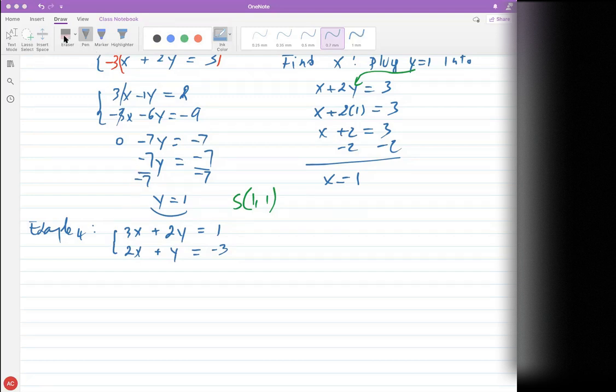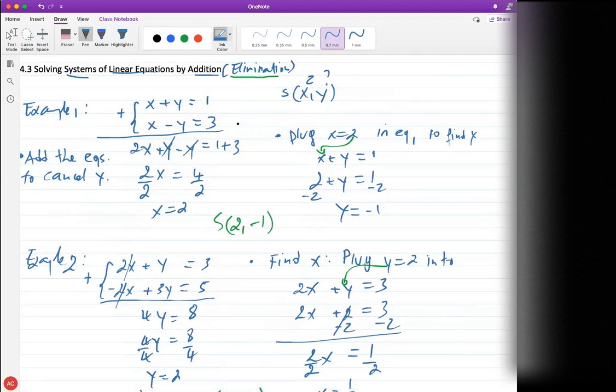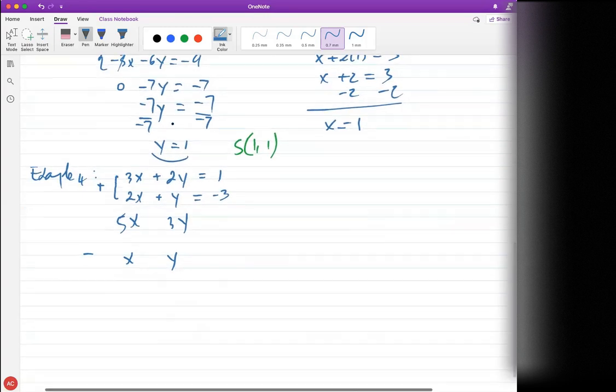So again, as we saw before, if we add them, you'll have 5x, you'll have 3y, nothing cancels out if you add. If you subtract these two, you'll have x here, 3x minus 2x is x, 2y minus y will be y, and none of them will eliminate, and we won't be able to solve. We have to have one of them eliminated. That's why we call this the elimination method. So we need to get rid of one of the variables.